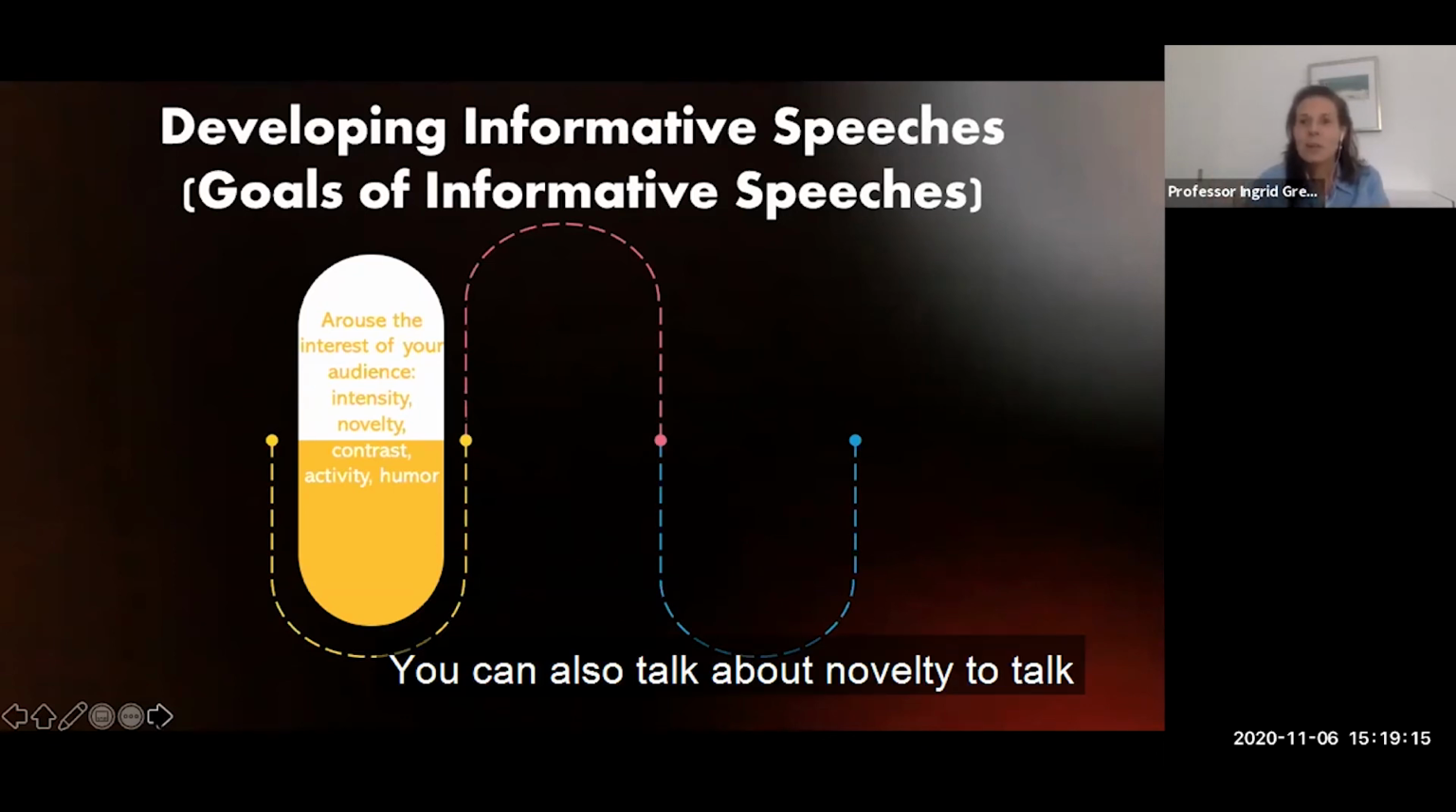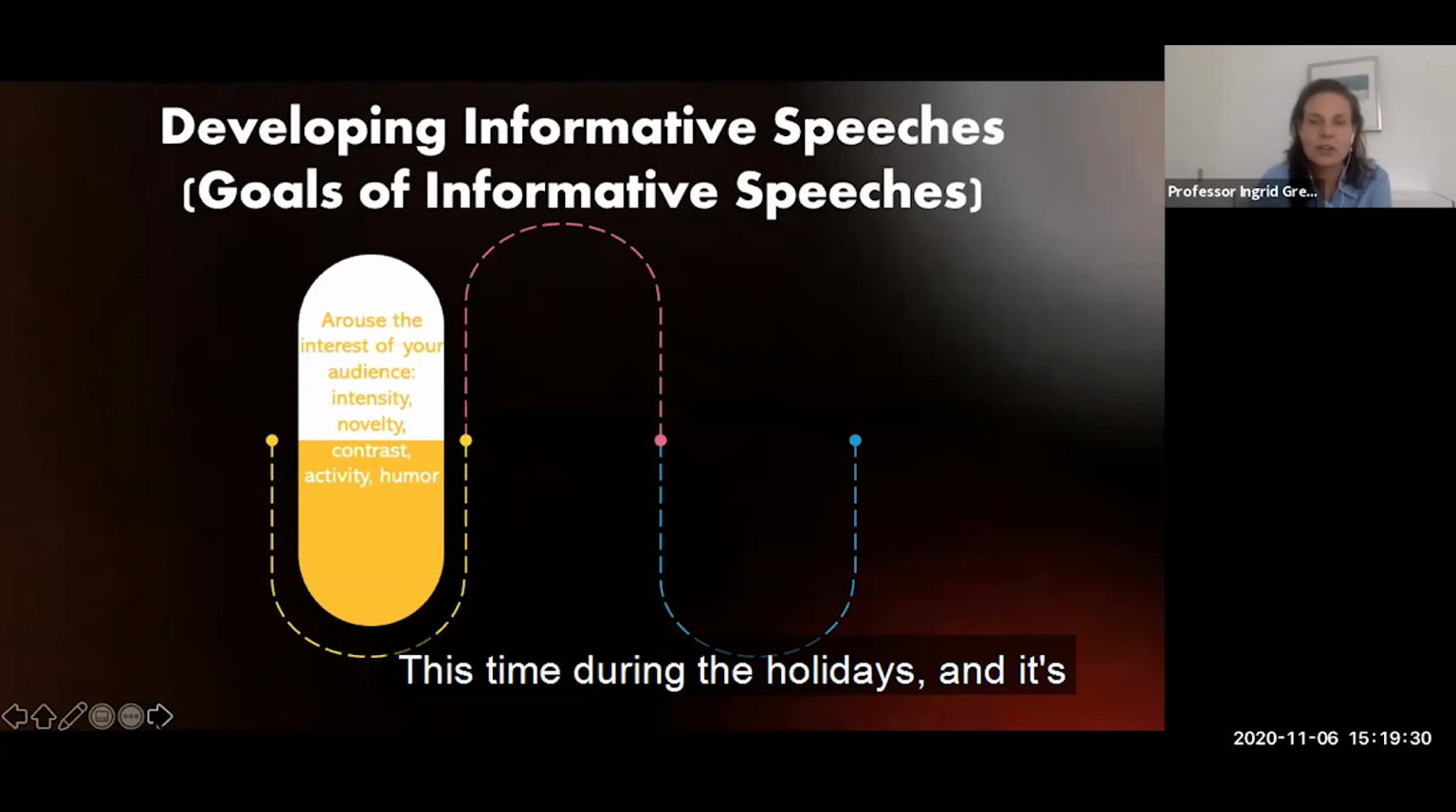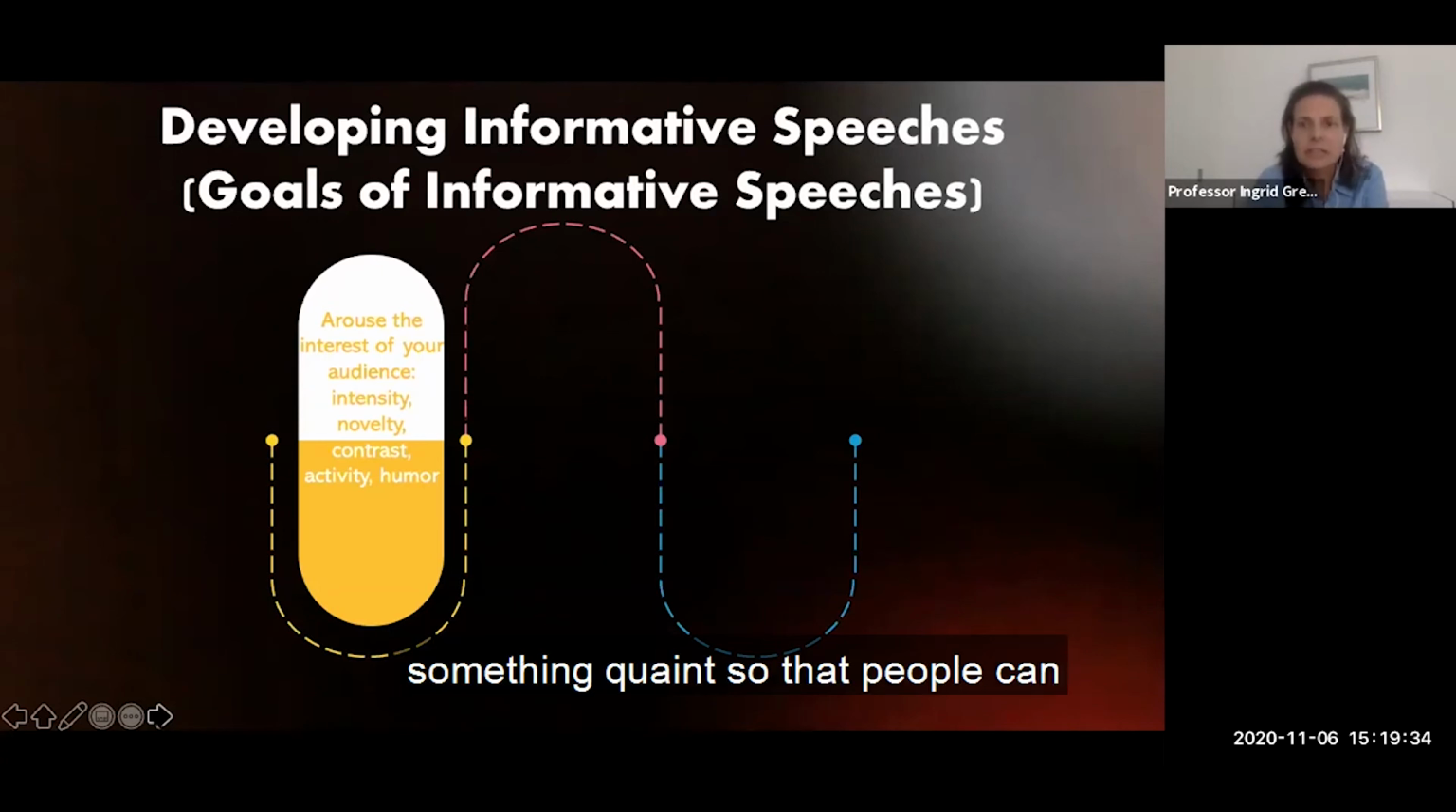You can also talk about novelty, right? So talking about something that's novel. What comes to mind is the movie A Wonderful Life, right? So that is a movie that we play often during Christmas time, during the holidays, and it's novel. It's something cute, something quaint, something that people can easily remember.